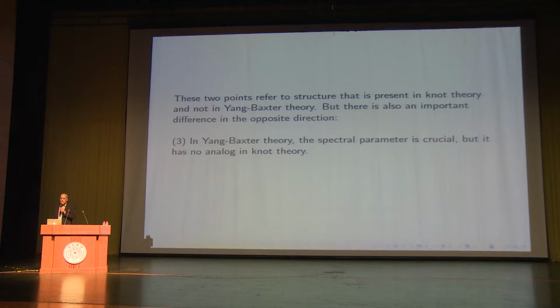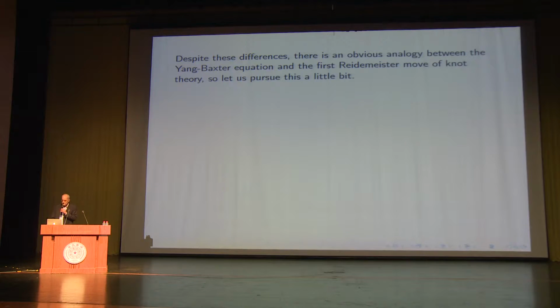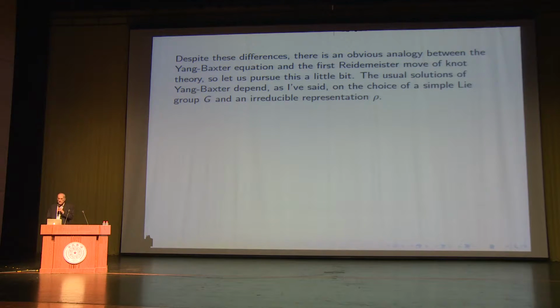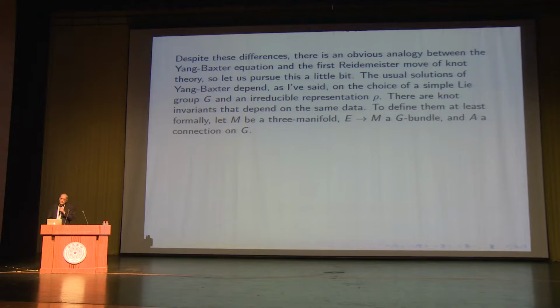So there are obvious similarities, very tempting ones, between knot theory and Yang-Baxter theory, but the three differences I just mentioned are equally important. Still, there is an obvious analogy, so let's pursue it a little bit. As I've said, the usual solutions of Yang-Baxter depend on the choice of a group G and a representation rho. There are knot invariants that depend on the same data. The prototype was the Jones polynomial that was discovered by Vaughan Jones by now more than 30 years ago.